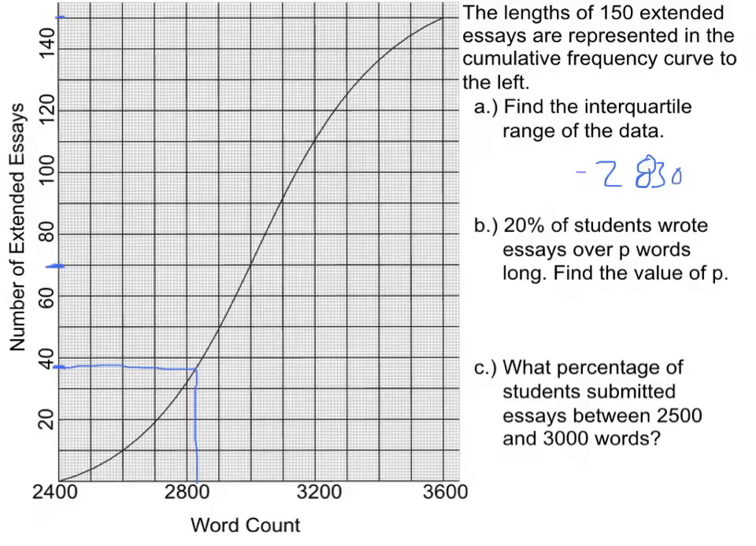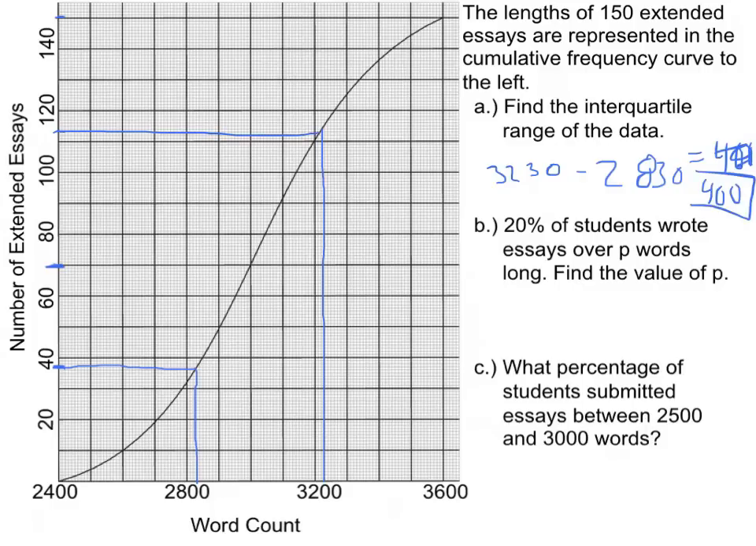Now, what about the third quartile, right? If you're looking between 75 and 150, let's see, if you average those, 112.5. So again, you're sort of looking at in between there. Follow this over to the function and down. This one is looking like it's about 3,230. So if we subtract those, the interquartile range is 400. So that's my interquartile range.